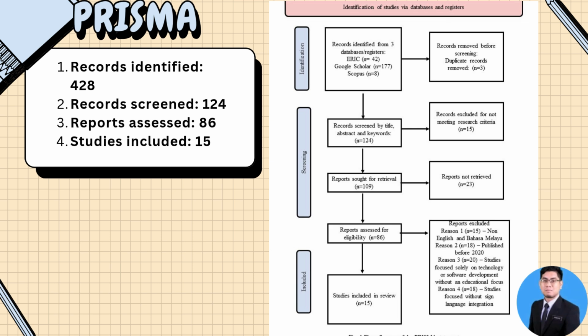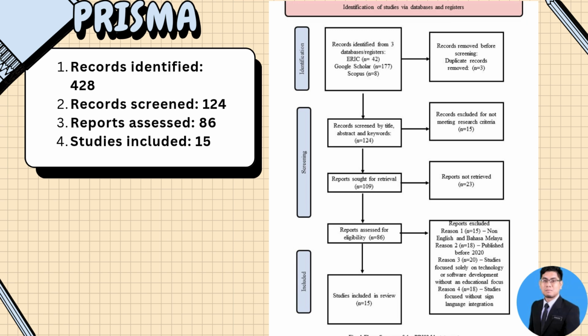Okay, this is the PRISMA flow diagram that visually represents my systematic literature review paper. Initially, 428 records were identified from Google Scholar, ERIC and Scopus. After removing the duplicates and irrelevant titles, 154 studies were screened. Of these 154 studies, 86 full text reports were accessed, and finally 15 studies were included. These 15 studies are the final tally in the systematic literature review.